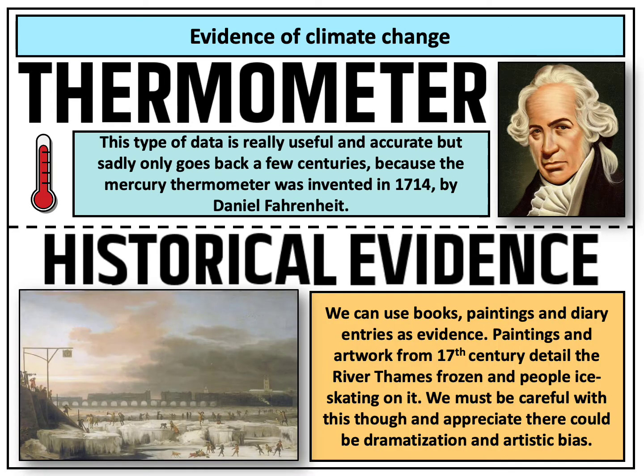The next thing is historical evidence. So we can use books, paintings and diary entries as evidence. Paintings and artwork, specifically from the 17th century, detail pictures of the River Thames frozen and people ice skating on it. Now, we can't do that today because temperatures don't get cold enough for the River Thames to freeze over. So what we can assume from this historical evidence is that temperatures must have been a lot cooler in those times.